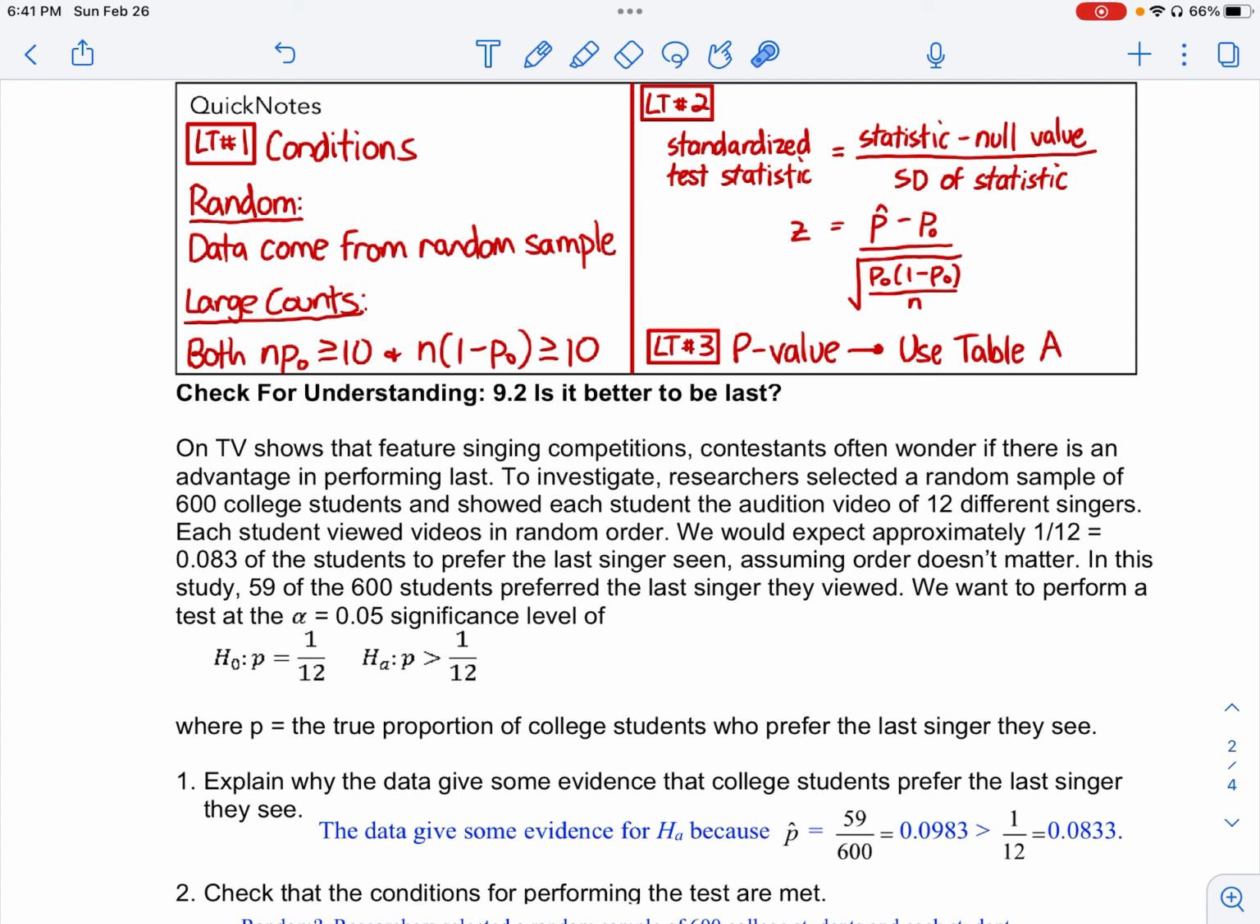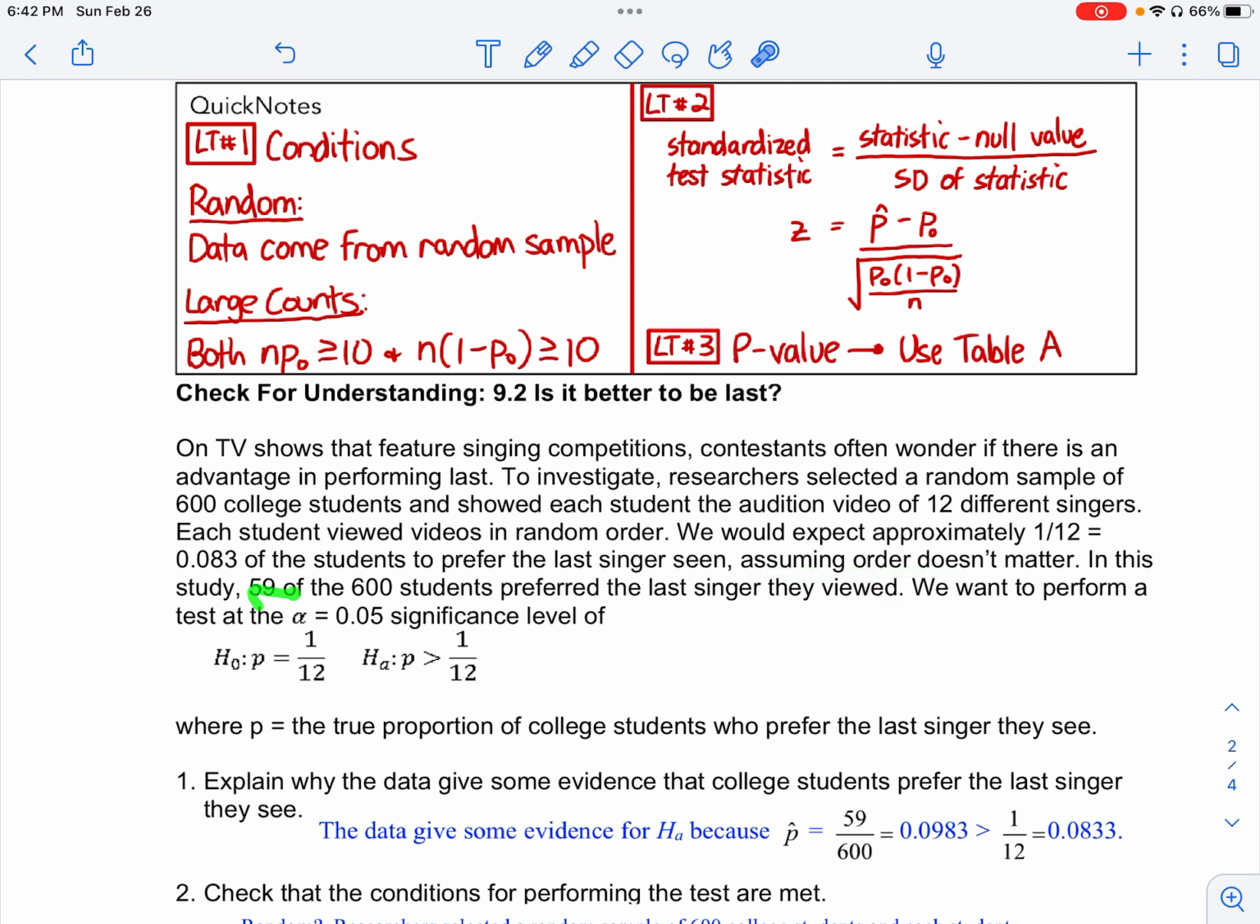But they're asking college students, they watched audition tapes of 12 different singers. They watched them in random order. They would expect approximately, if they watched 12 random singers, wouldn't it be logical that about 1/12 of them would prefer the last singer that they saw? Or is there something more to it? Like the last person you saw is fresh in your memory, so you're more likely to pick them. So assuming order doesn't matter, p should be 1/12.